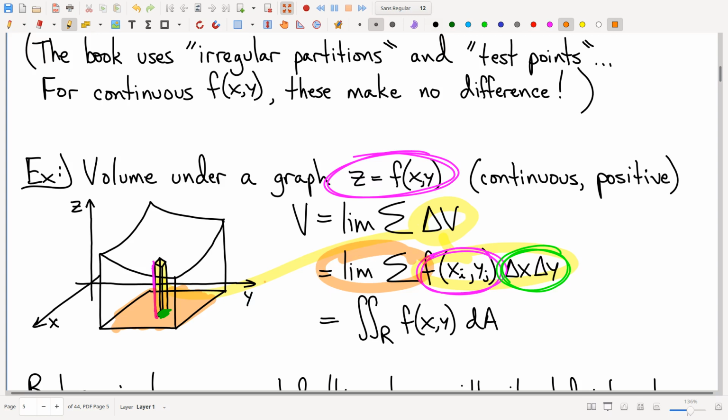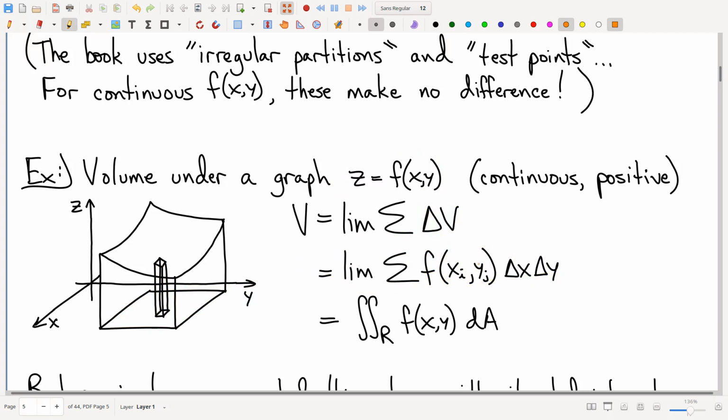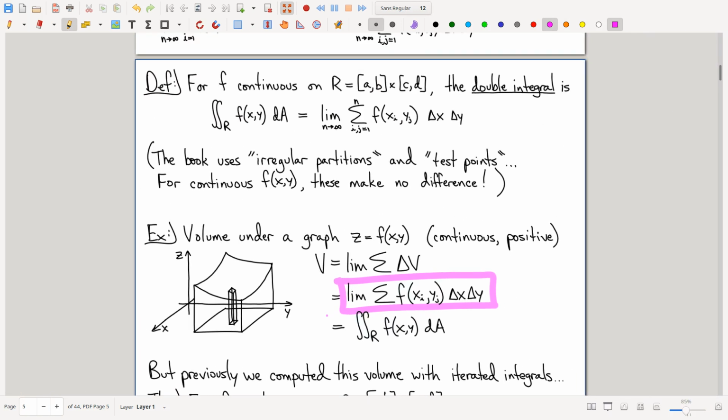And then notice that, in fact, lo and behold, very conveniently, as it turns out, we have exactly a Riemann sum, and thus a double integral. How are we doing? Is everybody with me? Okay. Great. Now it remains.